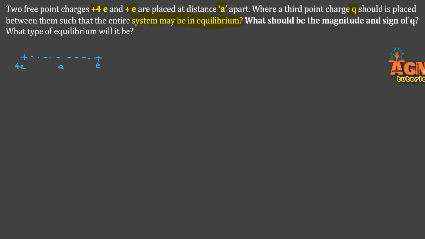Both are positive when you are placing q between any point. We already discussed in the previous sum what the net sign of this is. What would be the magnitude and sign of q? What type of equilibrium will it be? So the question is we have to calculate the magnitude of q and the sign of q.